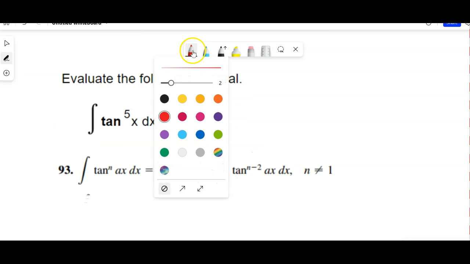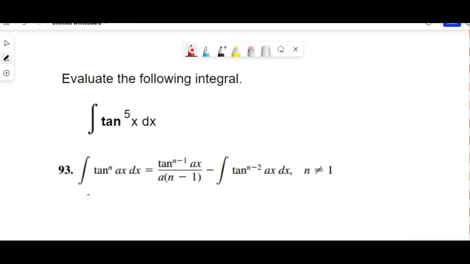All right, here is another one, very similar. It's just tangent this time. So n is equal to 5, a is equal to 1. Notice we're subtracting 1, so that's going to be tangent to the 4th x. A is 1, and n minus 1 is 4. So tangent 4th over 4 minus the integral, and notice here n minus 2, which is tangent cubed x dx.